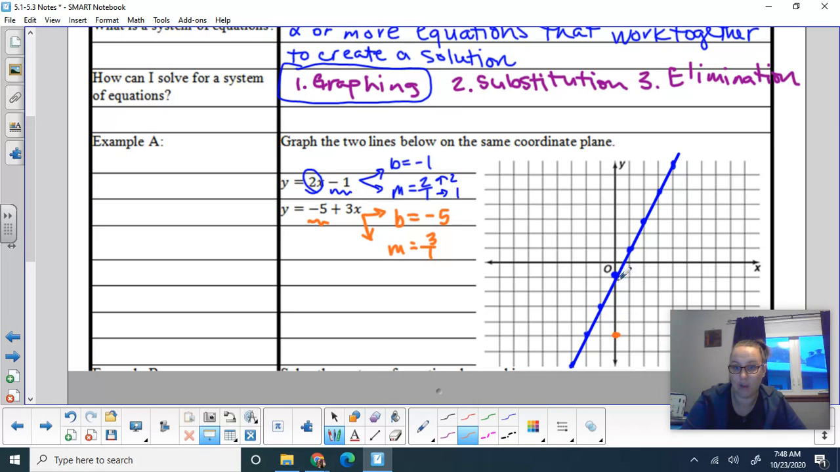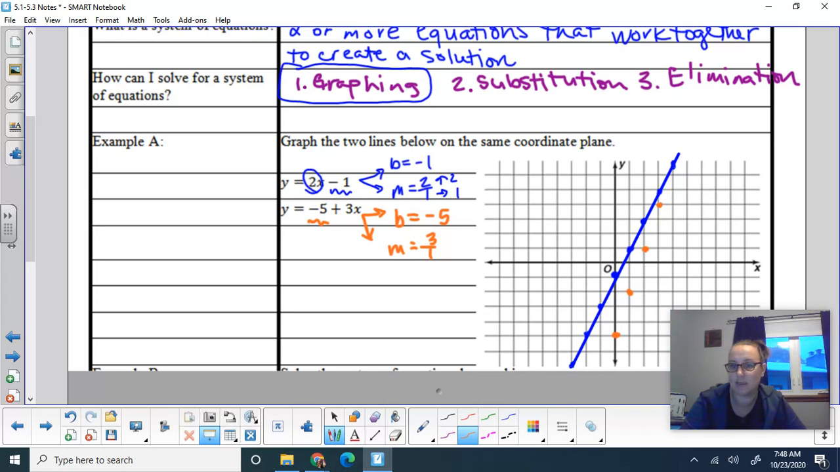Just going to double check that. 1, 2, 3, 4, 5. Yep. And then I'm going to go up 3 over 1 because remember, slope is rise over run. Up 3, over 1. And I just keep doing that.